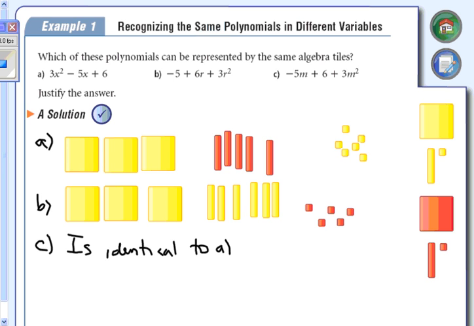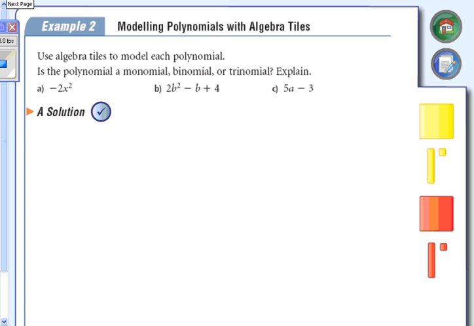All right. Let's see what else we have to try. So now we want to model each of those using the algebra tiles. Now, when you're doing this, you're going to have to draw them. But I will continue to use the algebra tiles. Negative 2x squared. Now, is this a monomial, binomial, or trinomial? Well, let's model it first. Negative 2x squared, I need 2 negative x squared tiles, and that's all I need. Since there's only one type of tile, this would be a monomial.